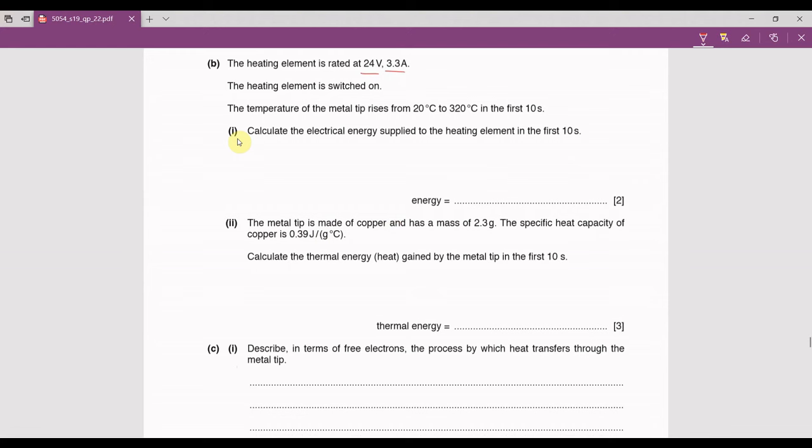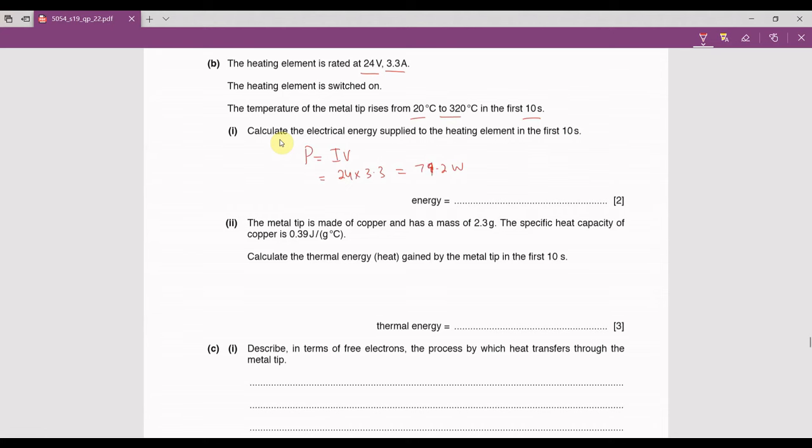The heating element is switched on, and the temperature of the metal tip rises from 20 to 320 in the first 10 seconds. Calculate the electrical energy supplied to the heater in the first 10 seconds. Now we know that if you know the voltage and current, you can calculate the power of the heater, and that would be 24 multiplied by 3.3, and that will give you 79.2 watts. But this is not the answer. This is just one step.